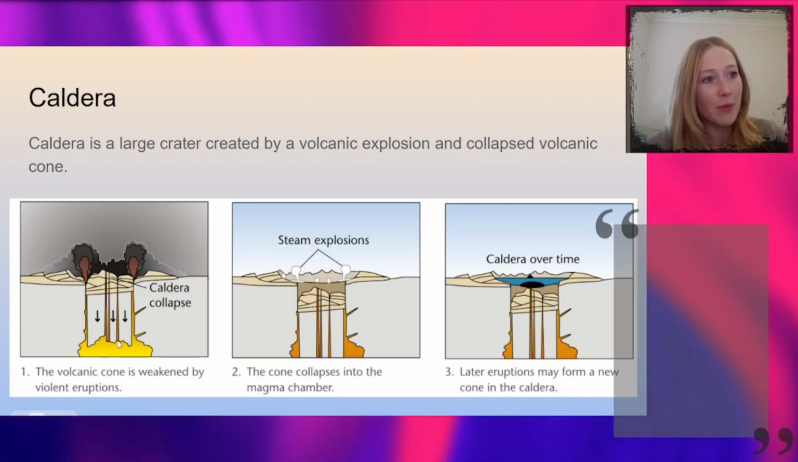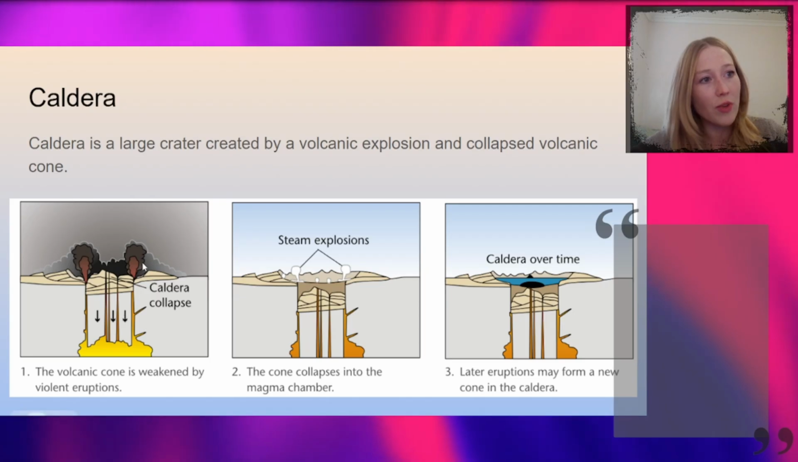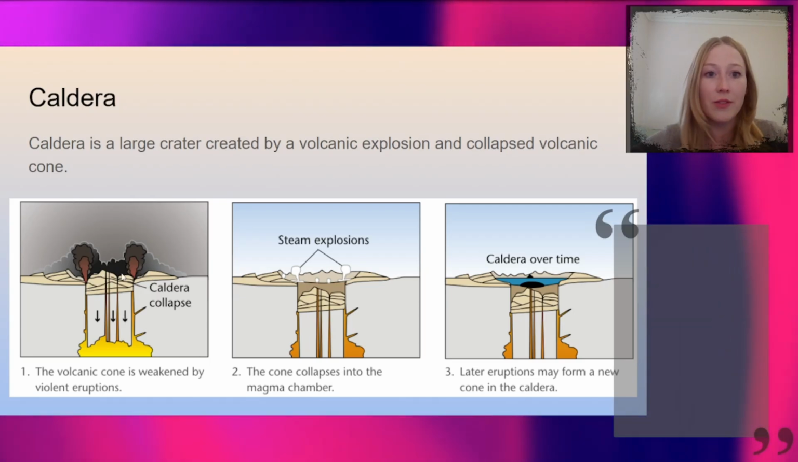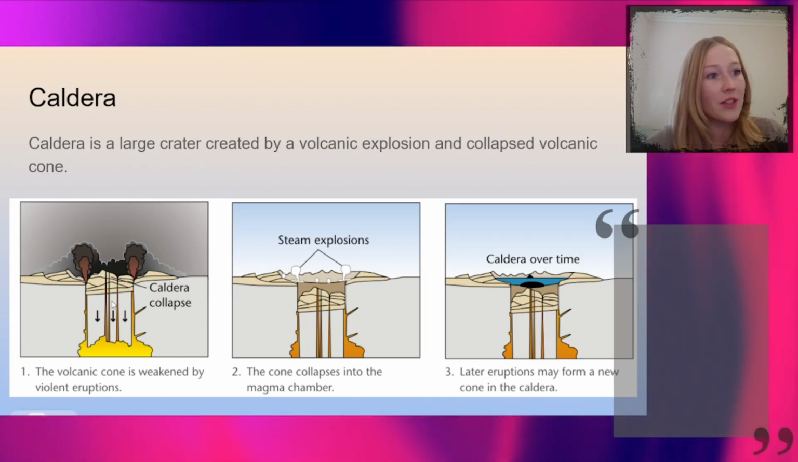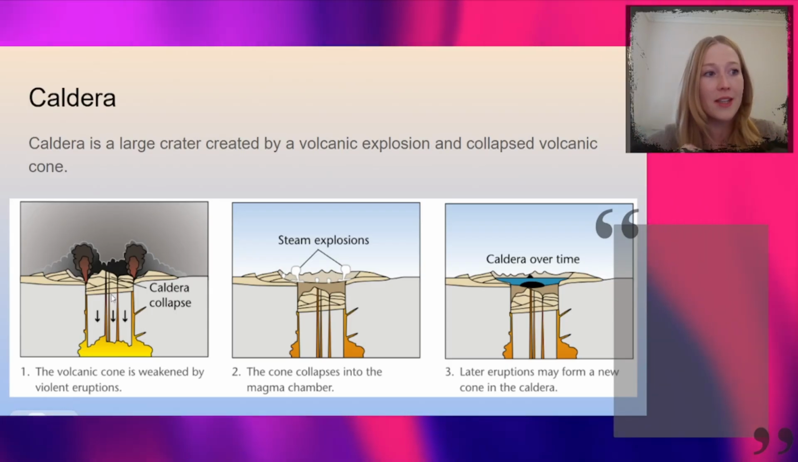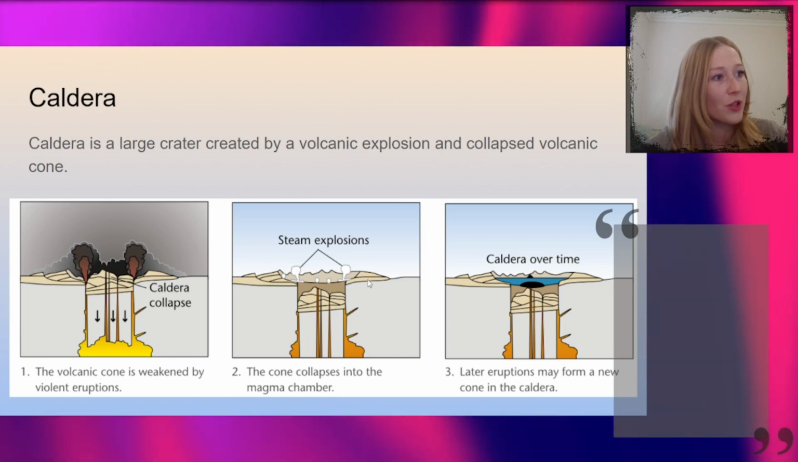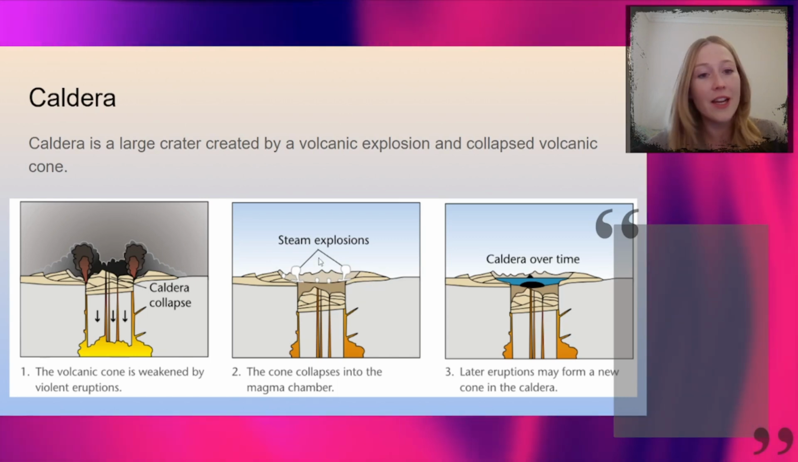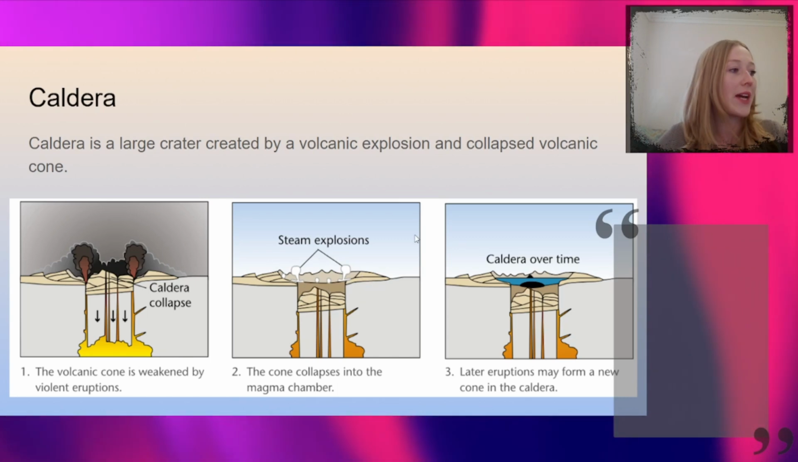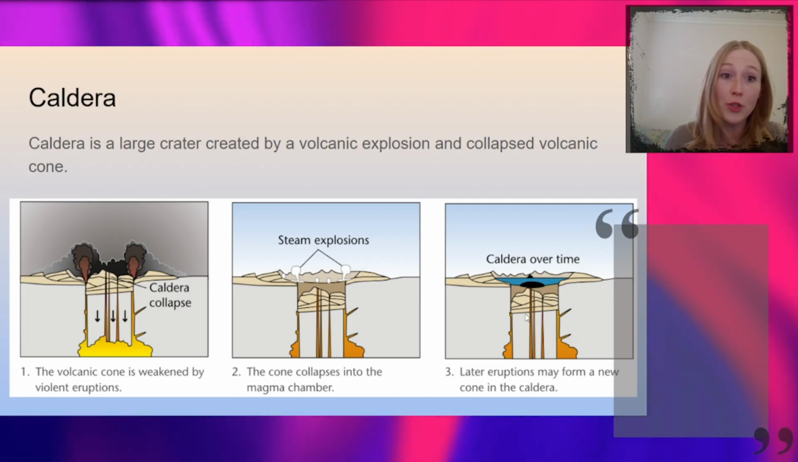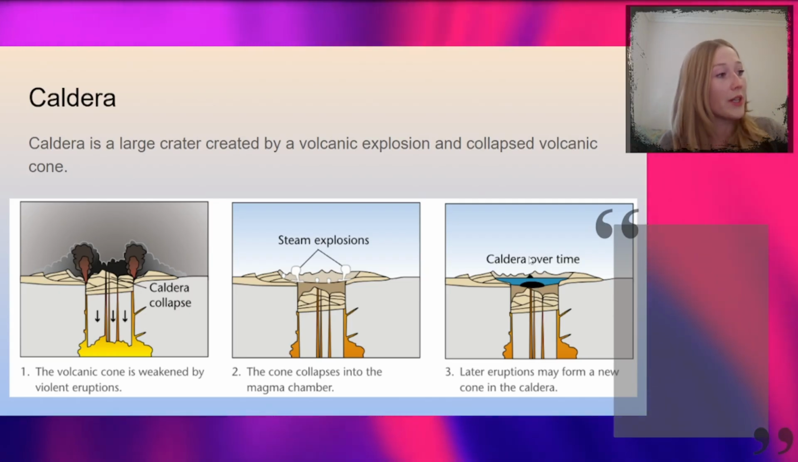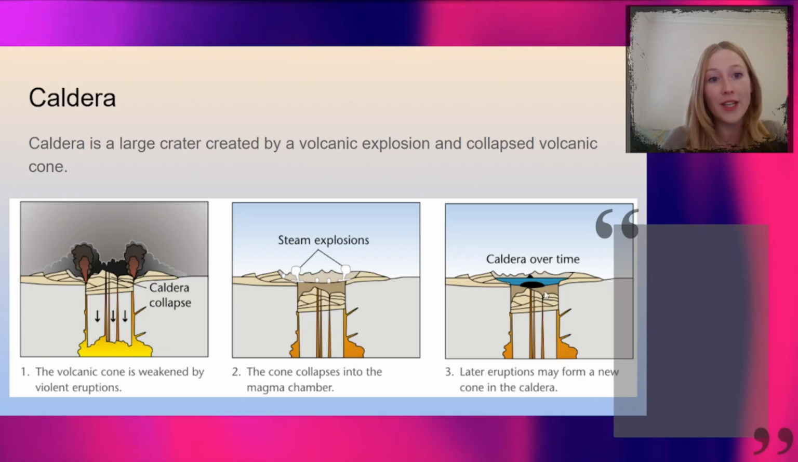So this was the magma chamber over here. We've got this release of eruption all around wherever these weaknesses are, and the volcano and the cone has collapsed down into the magma chamber. And that's where you have this crater, this caldera left behind. And over time, that can also either form a new volcano, or it would fill up with water and you end up with a lake.